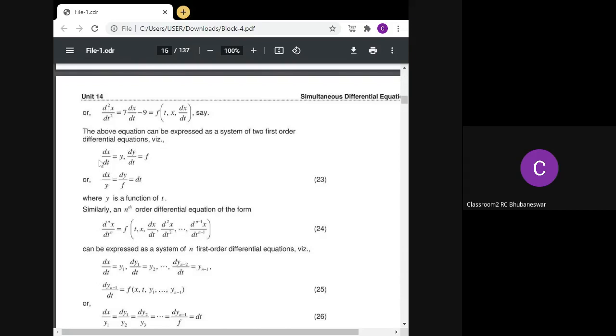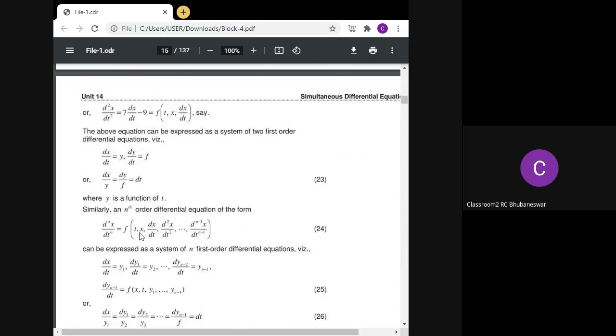So we have to assign dx by dt equals y and dy by dt equals f. Similarly, these two relations combine together in proportional form, that is dx by y equals dy by f equals dt. Here y is a function of t. In the same process, we can also convert an nth order differential equation into the form of this expression. That means the nth derivative of x with respect to t can be represented by using a function like that.